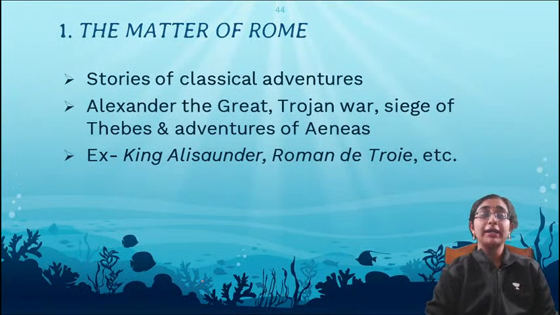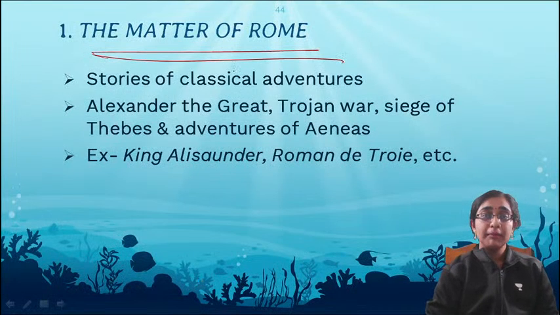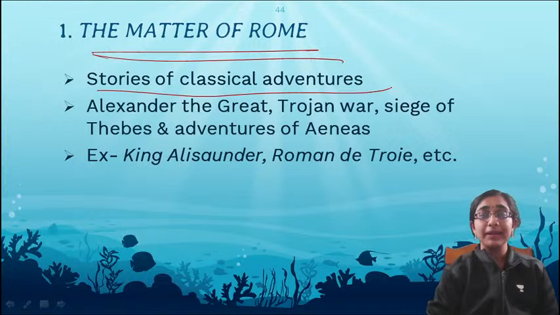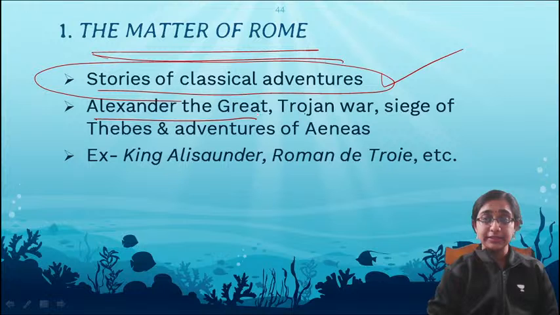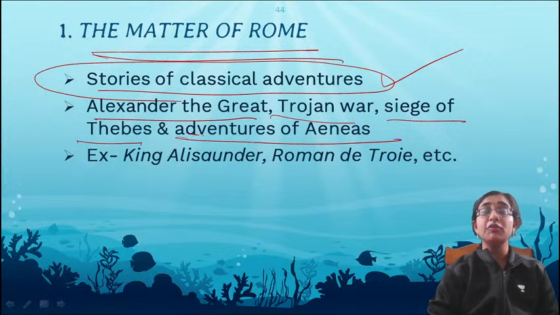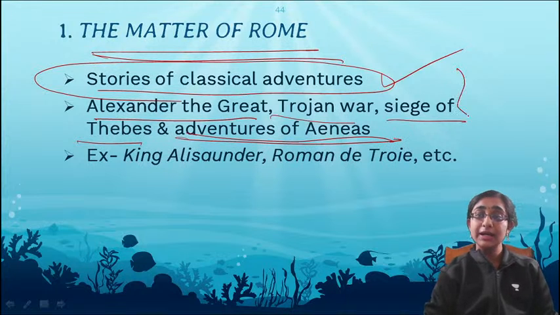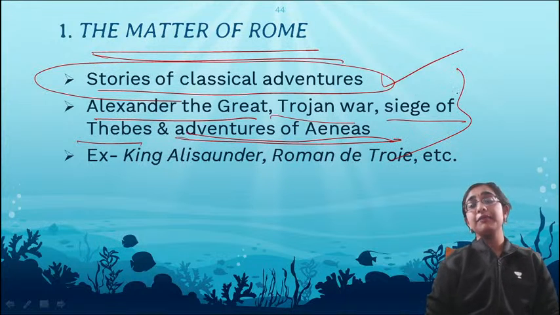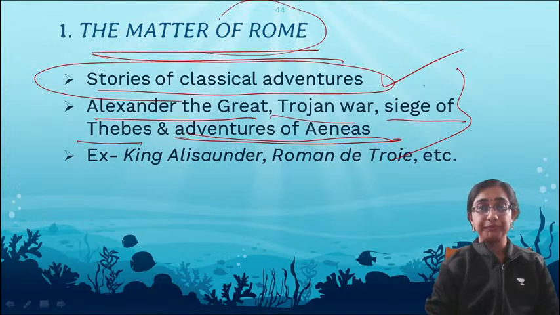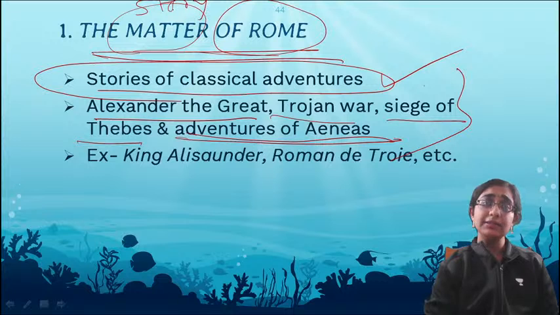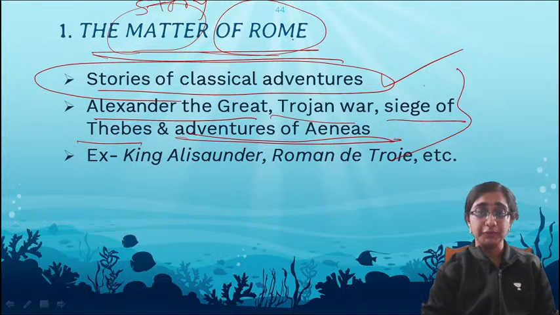First of all, the matter of Rome. The matter of Rome deals with the stories of classical adventures. Who are the heroes? Alexander the Great, the Trojan War, Siege of Thebes, and Adventures of Aeneas. These are the major things. So the classical adventure stories, the Roman heroes are mainly discussed here. That is why the matter of Rome. Matter here means the story. Okay, the story or the history, you may say, the history of Rome.